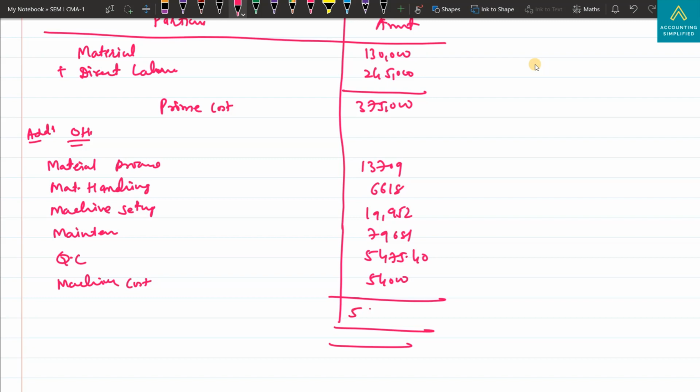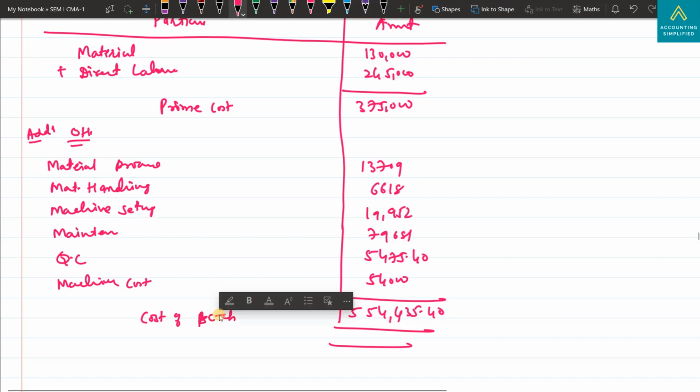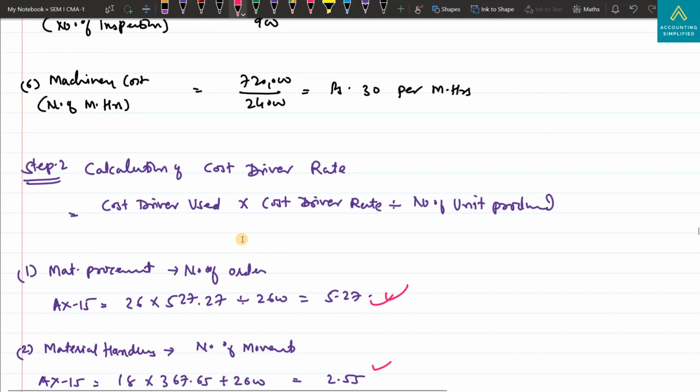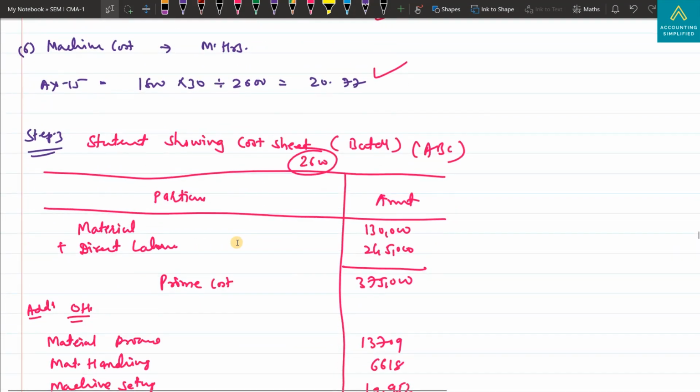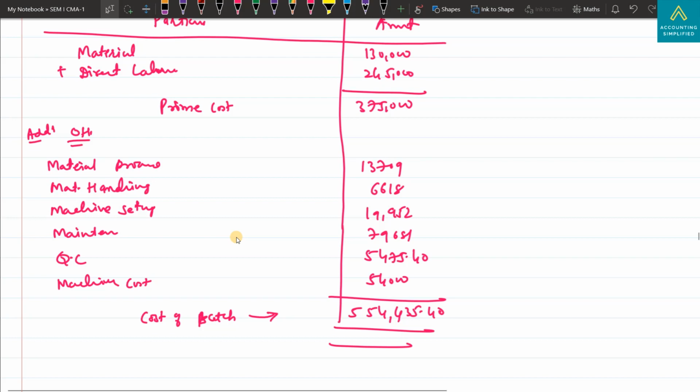Now do the total: 5,54,435.40. This is the cost of the batch. Cost of batch was asked, so we have prepared the cost of batch. It is not cost per unit. Cost per unit is not asked. Cost per batch is required, so we have found out cost per batch. The cost per batch is 5,54,000 rupees.